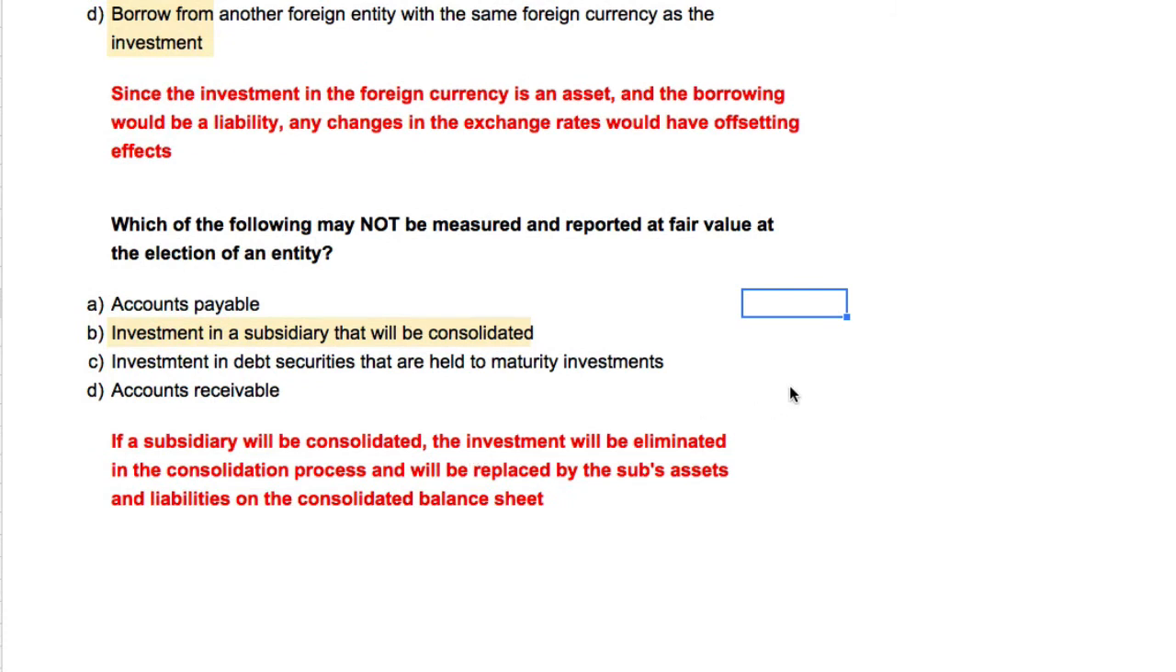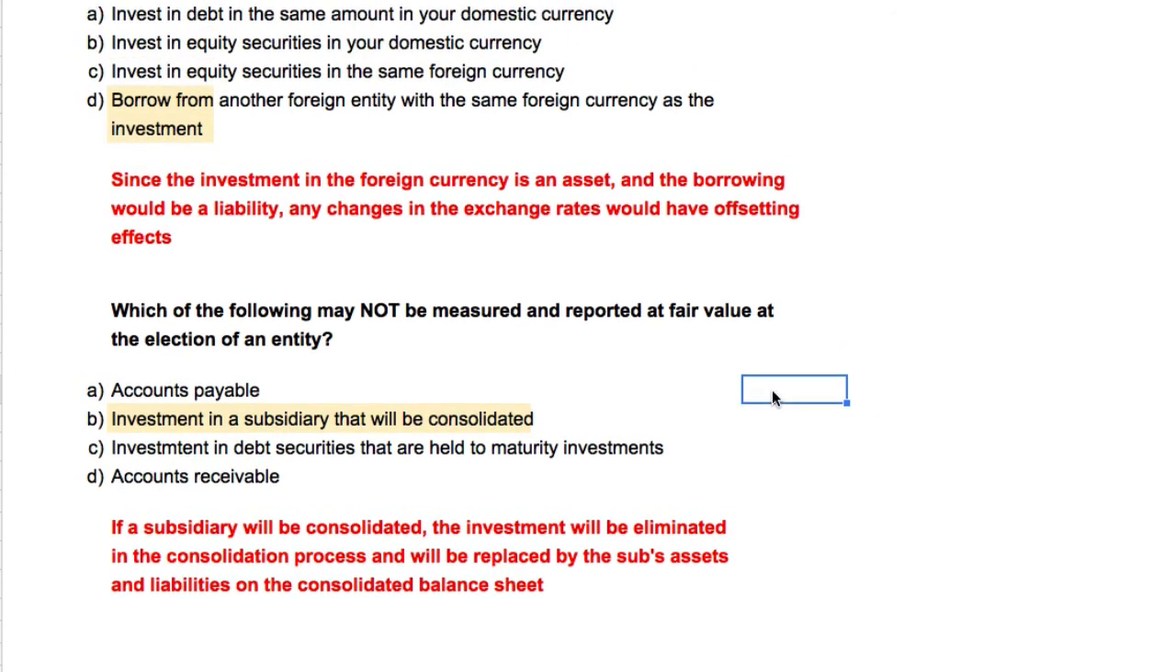So, if a subsidiary is going to be consolidated, then the investment in that entity will be eliminated in the consolidation, and it'll be replaced by the subsidiary's assets and liabilities on the consolidated balance sheet. So, if an investment is going to be consolidated, then it can't be reported at fair value, because the actual investment will be replaced ultimately on the consolidated balance sheet by the subsidiary's assets and liabilities, and possibly goodwill. So those are the practice questions for today.